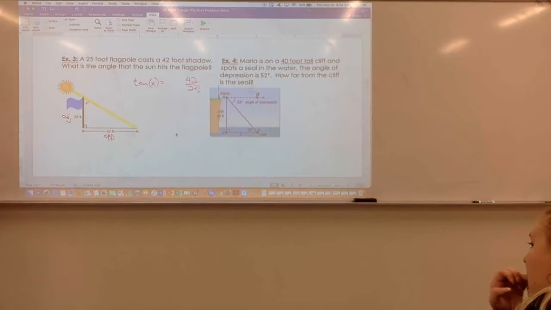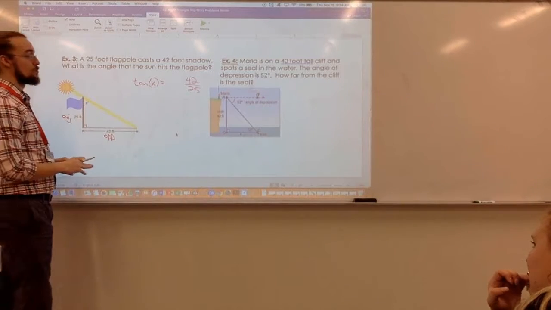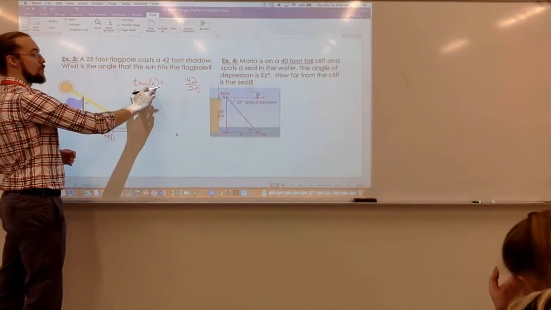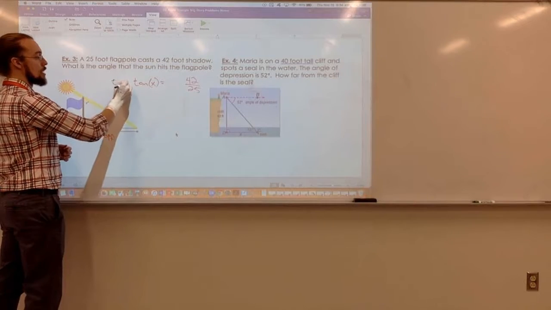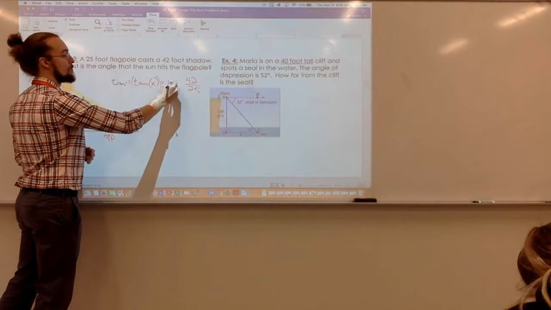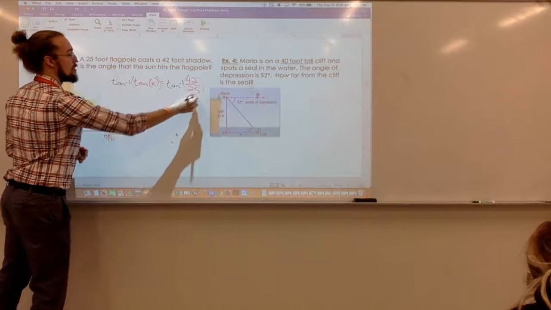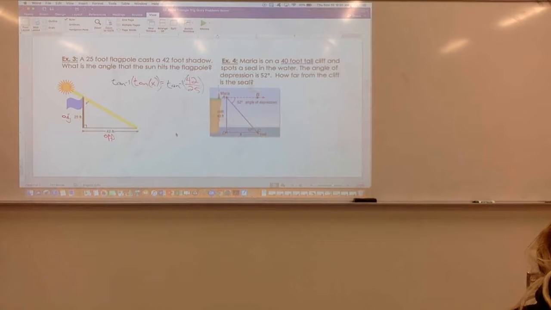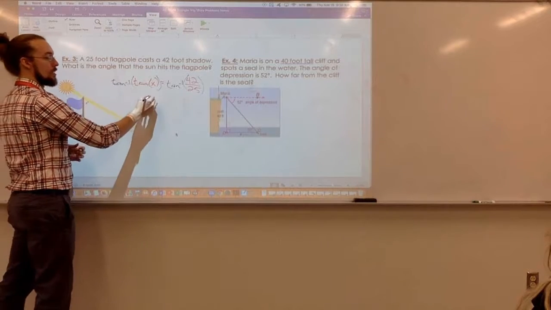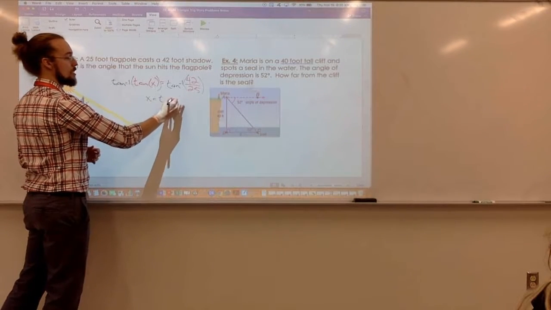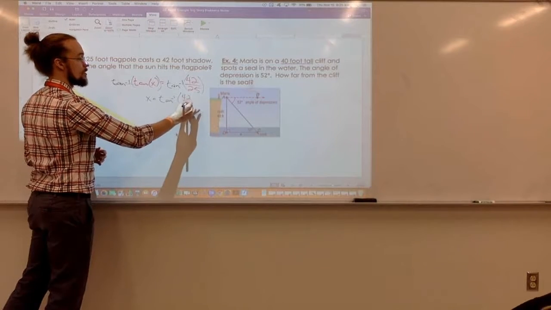Multiply by the inverse. So we're going to take the inverse of both sides, right? Whenever I'm solving for an angle, whenever my variable is trapped inside of a trig function, that's when I take the inverse of both sides. I know it's weird, but we're not actually multiplying both sides, we're taking the inverse of both sides. But we end up with x equals the inverse tangent of 42 over 25. So what is that?